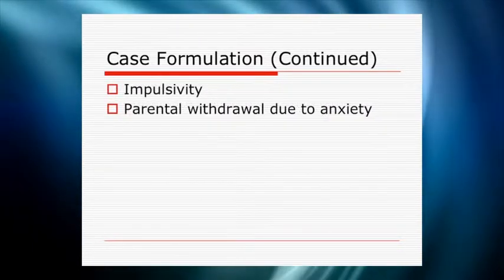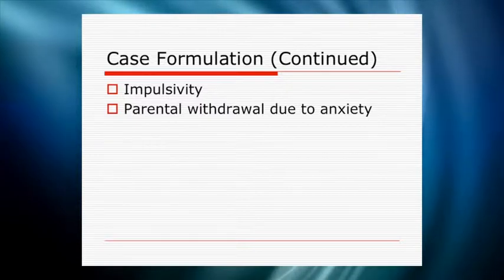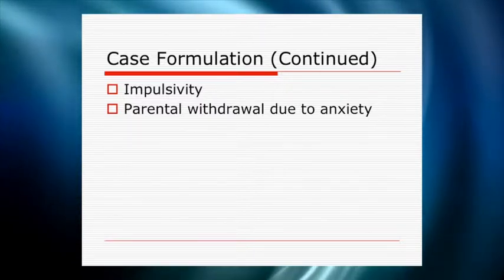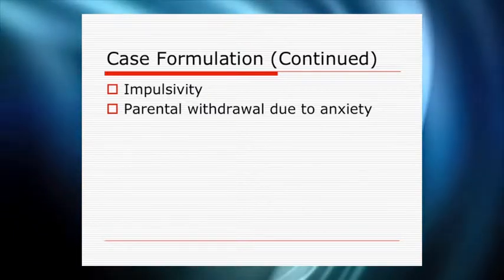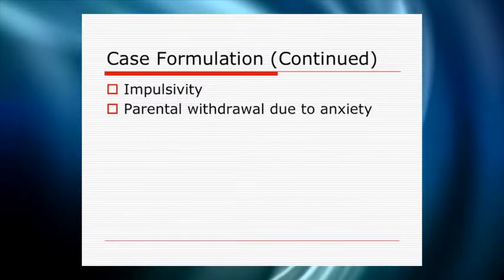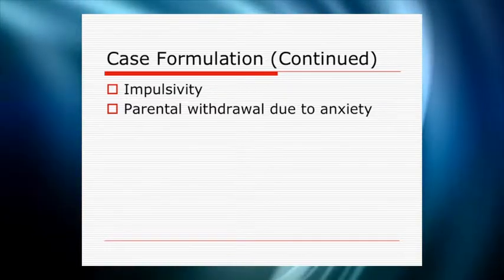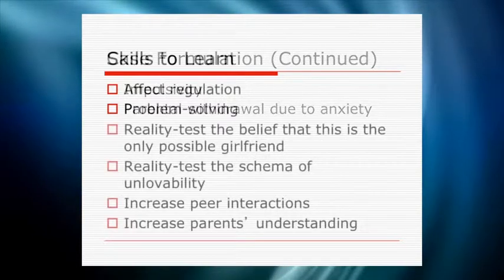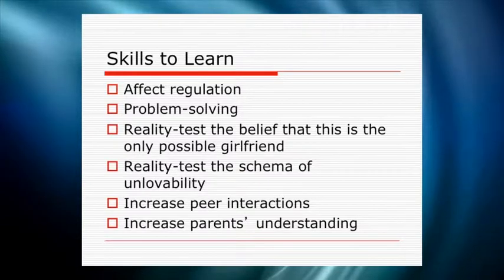His suicide attempt was impulsive. There were a few other things that he had done that were impulsive. I wouldn't say he was a real impulsive kid, but he had some instances of impulsivity. And his parents became very scared, so they were like, whoa, what are we going to do? That kind of thing. So they needed some assistance. So skills to learn.